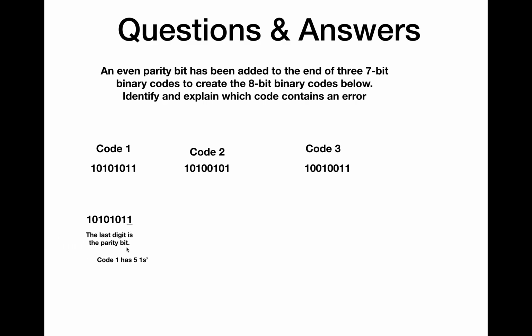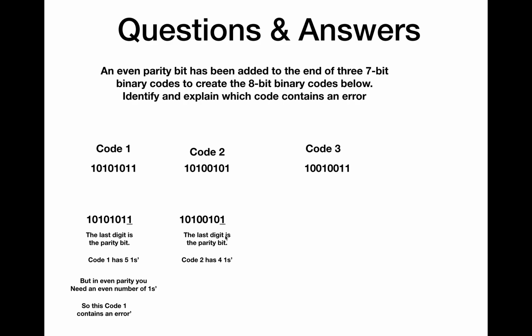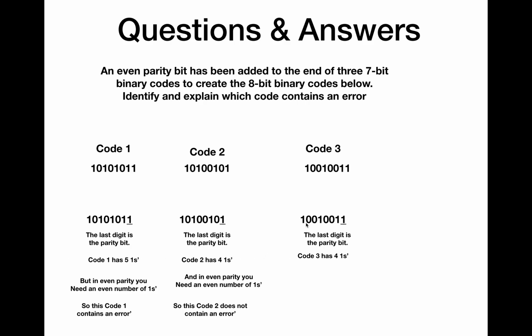The last digit is the parity bit, and the code has 5 ones in it. But in even parity, you have to have an even number of ones. So this code 1 contains an error. Now in code 2, this last digit here is the parity bit. Code 2 has 4 ones in it. In even parity, you need an even number of ones. So code 2 does not contain an error. Code 3, the last digit is a parity bit. Code 3 has 4 ones in it, 1, 2, 3, 4. And in even parity, you need an even number of ones. So code 3 does not contain an error. So it's code 1 which contains the error.